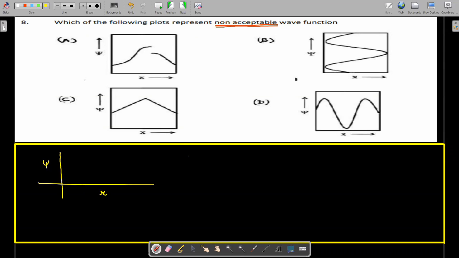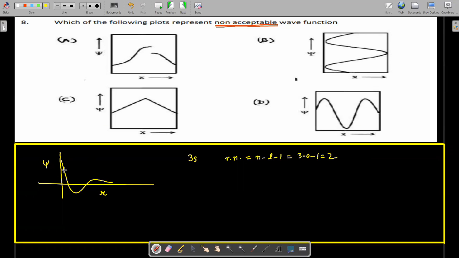What we know, suppose we are drawing for 3s orbital, so we know that the number of radial nodes is equal to n minus l minus 1, so that is equal to 3 minus 0 minus 1, that is equal to 2. For s, it is maximum at the nucleus. So when we draw this graph, we are drawing graph like this. So this is psi versus r graph. Now what is the speciality of this graph?